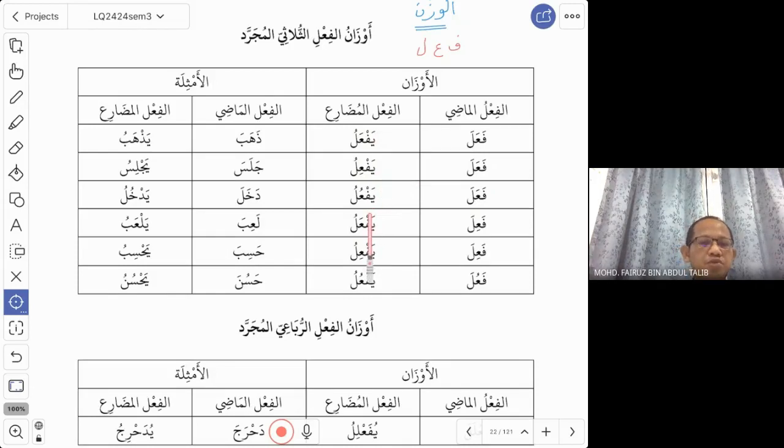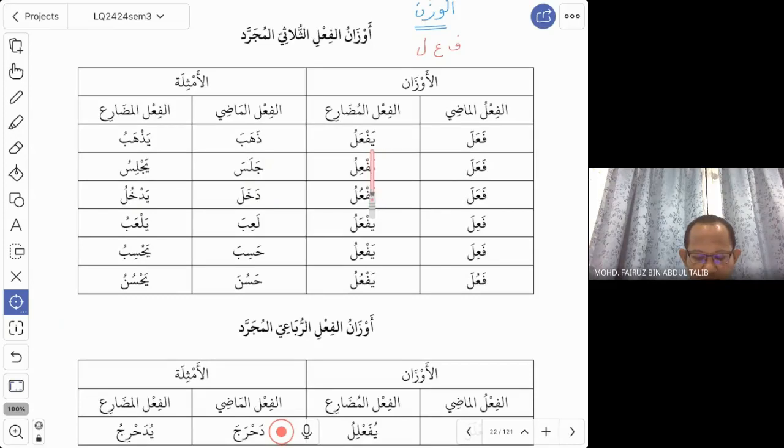So how do you know which one is which? Whether it is fa'ala yaf'alu, fa'ala yaf'ilu, or fa'ala yaf'ulu. For the three-letter fi'il, you need to refer to the qamus, the dictionary. In the dictionary, especially an Arabic dictionary, with all these harakat, fathah, kasrah, dhamma, they will tell you whether the fi'il is yaf'ilu, yaf'alu, or yaf'ulu. Here I just give you some examples.